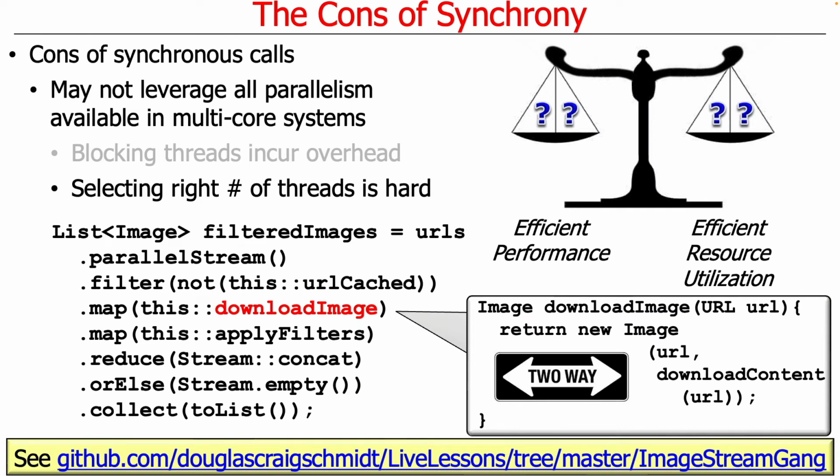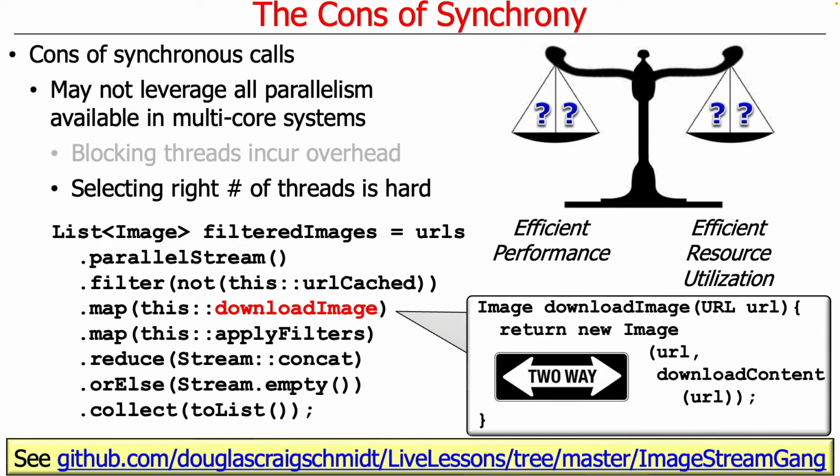Another challenge is selecting the right number of threads. For example, let's say we have a parallel stream, not unlike your programming assignment 2, where you want to download some images from a remote server. How many threads should you have in your thread pool to do this effectively, given that these are blocking calls? Well, it's a hard choice.